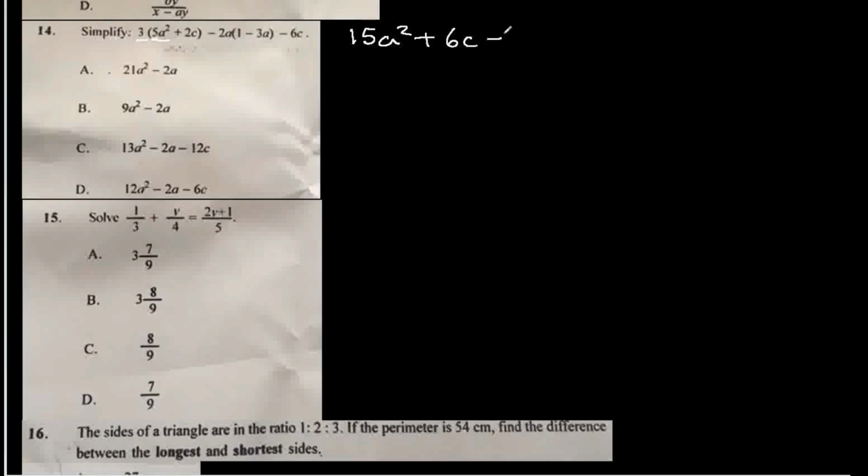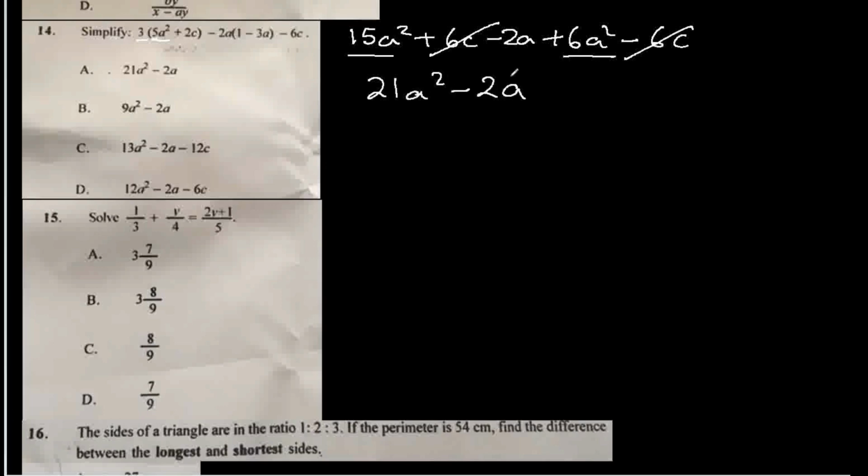Minus 2A times 1 is minus 2A. Minus 2A times 3A will be minus 6A square, and the 6C minus and positive cancel out, so we are left with the 15A square plus 6A square, which is 21A square minus 2A. Okay.